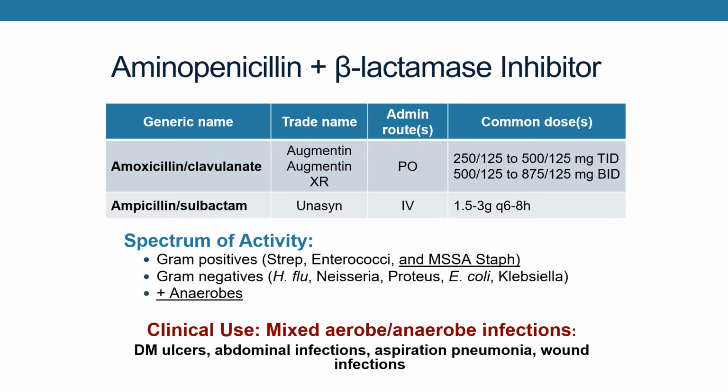Next, we have our aminopenicillin and beta-lactamase inhibitor combinations. So we can see that amoxicillin is paired with its beta-lactamase inhibitor, clavulanate, and ampicillin is combined with a different beta-lactamase inhibitor, sulbactam. These beta-lactamase inhibitors don't have antimicrobial activity themselves, they just free up the beta-lactam to kill the organism. By inhibiting these beta-lactamases, it gives these drugs activity against methicillin-sensitive Staph aureus, more gram-negatives like Klebsiella, and also anaerobes. Because they have anaerobic coverage, these are great options for people with intra-abdominal infections, aspiration pneumonia, and wound infections, which is when we would be concerned about anaerobes potentially being present.